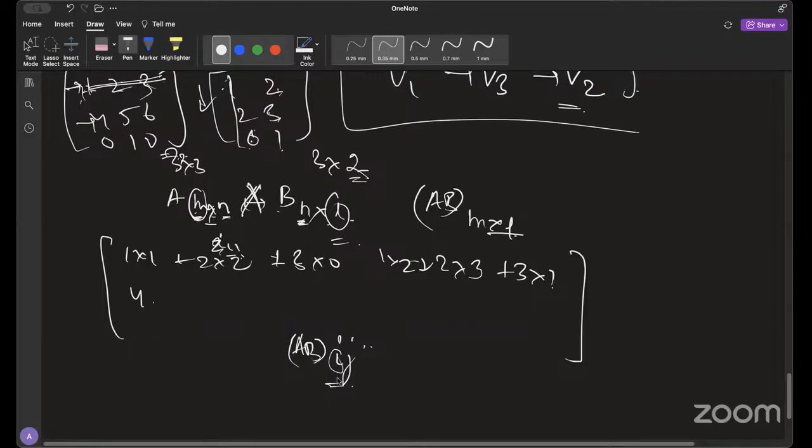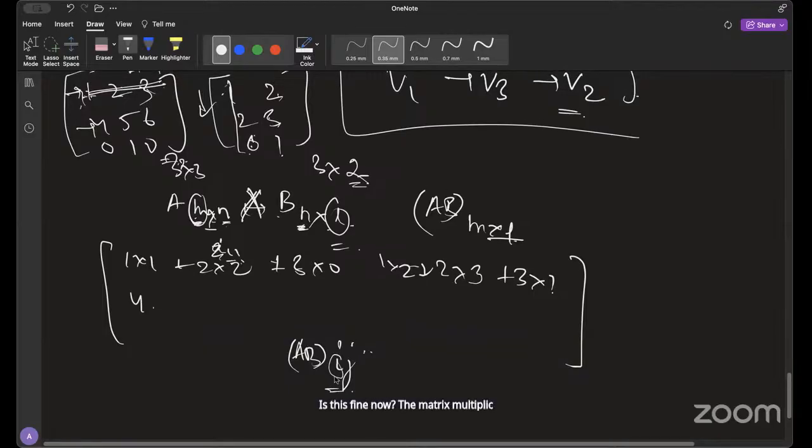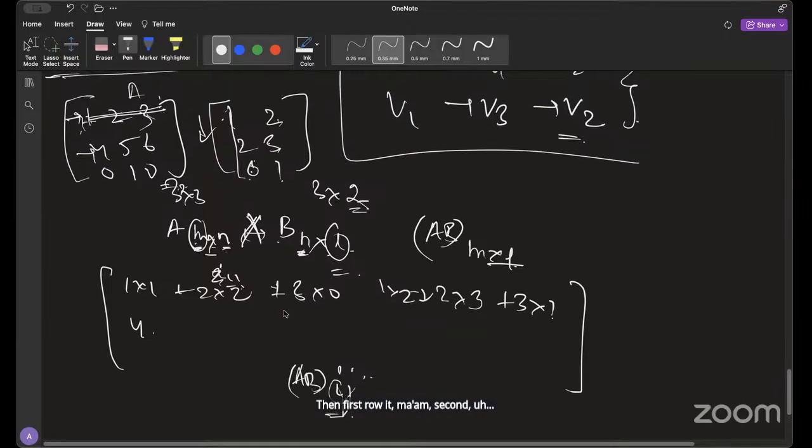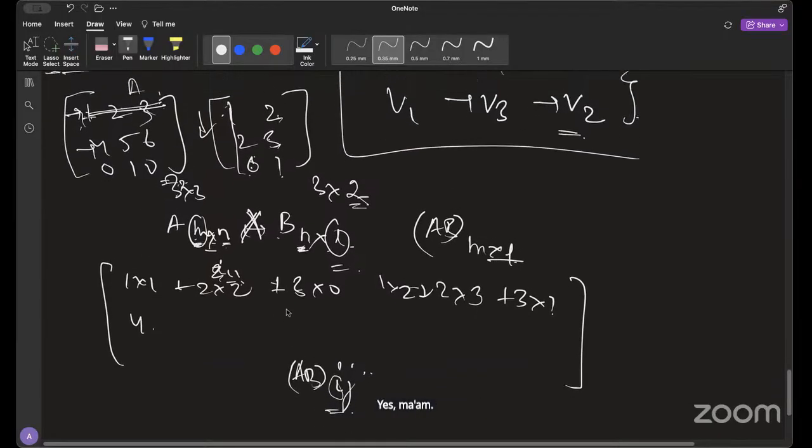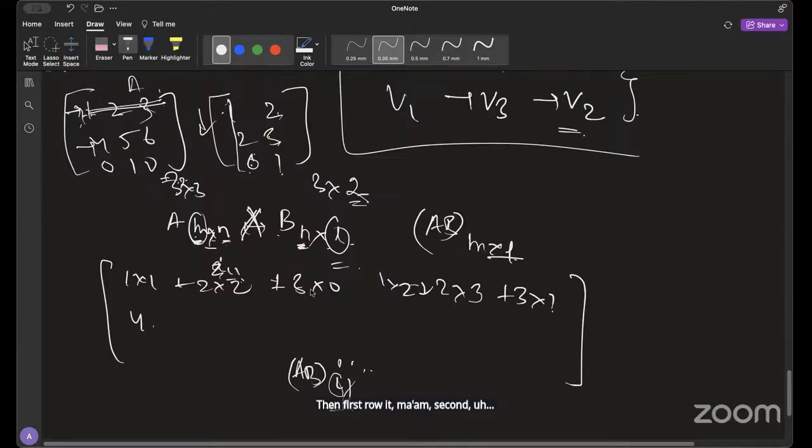Is this fine now? The matrix multiplication thing. Yes, ma'am. Ma'am, then first row, ma'am, second column. Sorry, what? Ma'am, then in second line it is from first row with second column.